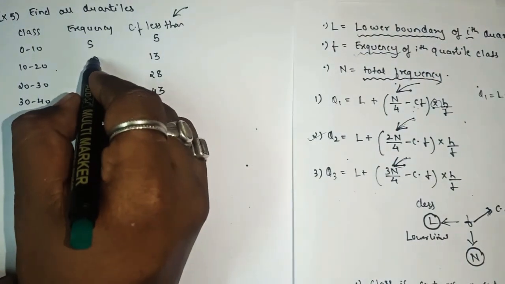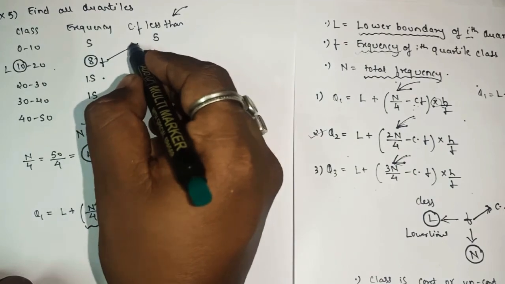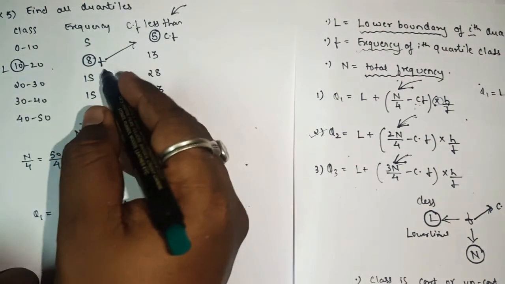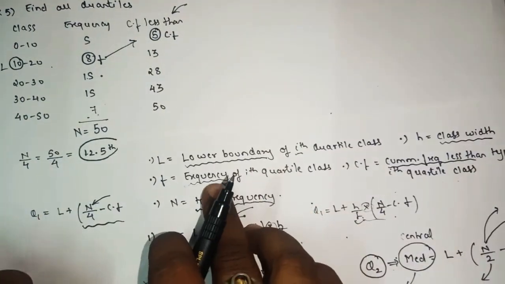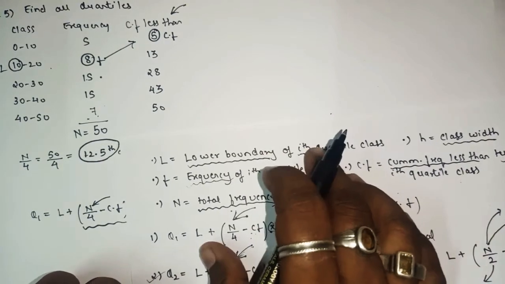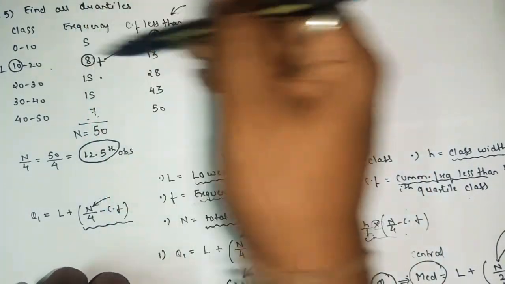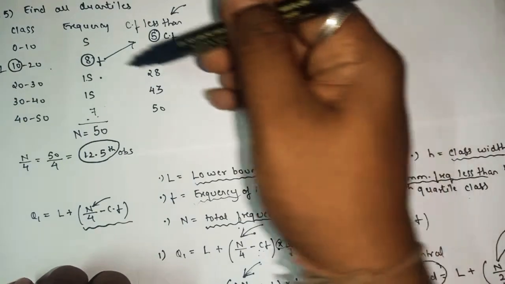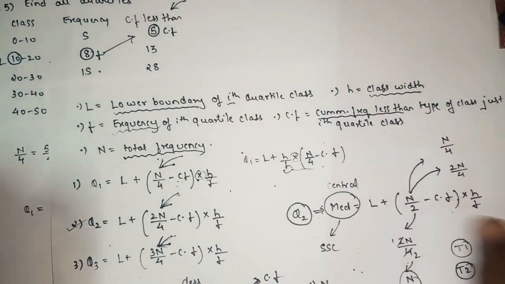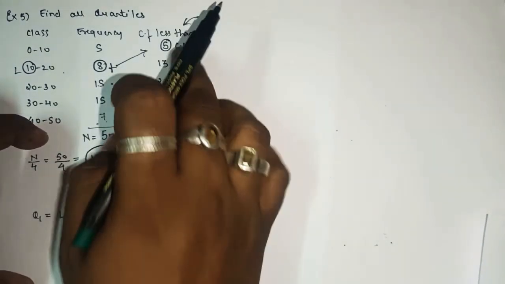If it lies in the second row, this will be the frequency, this will be the lower limit, this will be the CF, and at the bottom here we have N. So with the help of this we got the values of F, L, CF and N, because F is the frequency of the ith quartile class. Ith term means the first quartile. So for the first quartile, the value in the cumulative frequency lies in the second row. In the second row, the frequency of the quartile class is F, the lower limit is 10. CF means the cumulative frequency, less than type, of the class just preceding that quartile class. For this row the cumulative frequency is 13, but we have to consider the preceding number. So here we got CF as 5.